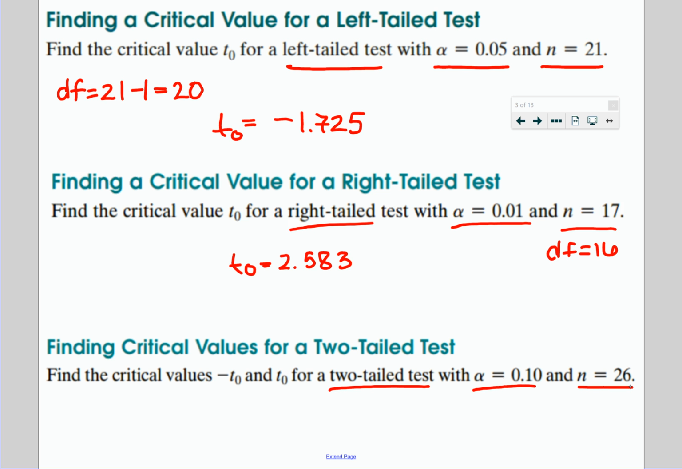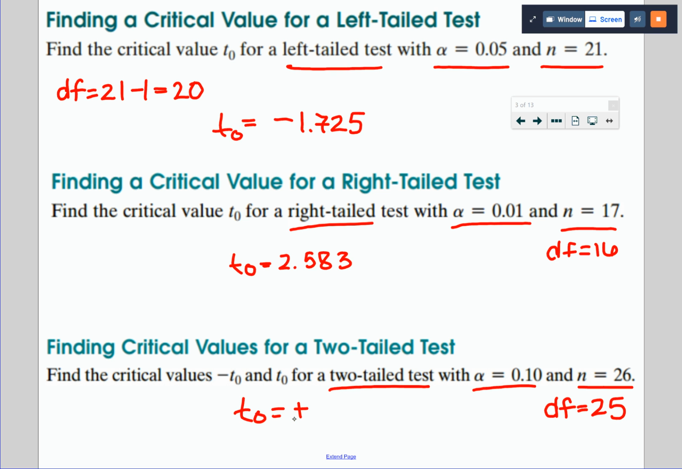And then finally, if you have a two-tail test, level of significance 0.1, N is 26. If N is 26, what's my degrees of freedom? 25. All right, so now across the top, you're going to look where it says two tails. Go over to alpha of 0.1, so that's going to be in your second column. And then you're going to go down to 25. And you should see 1.708. If it's a two-tail test, we're going to use both the positive and the negative. What did I say it was? I lost it already.